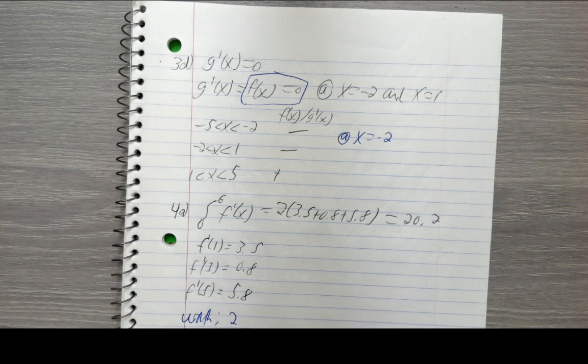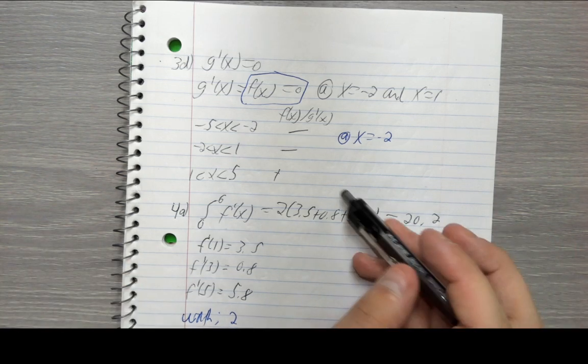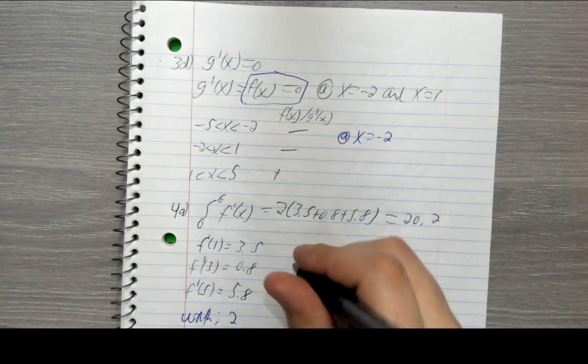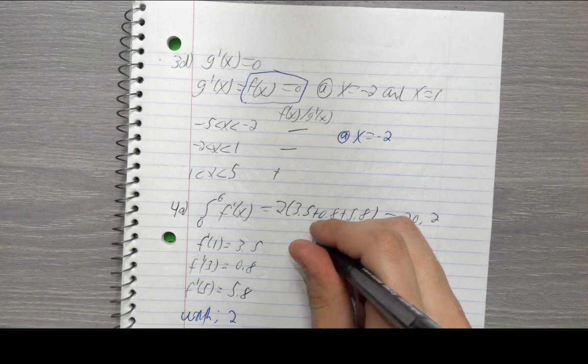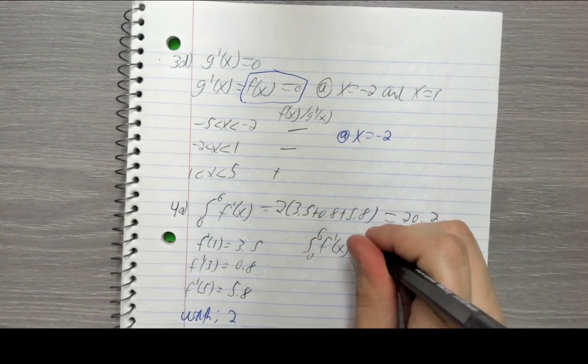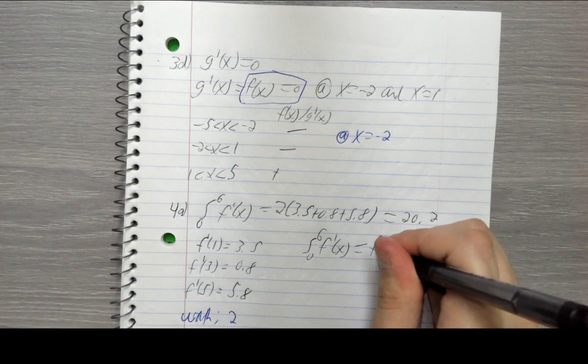Now, the difference is the question didn't ask us to just find an approximation for the area under the curve using the midpoint Riemann sum. The question asked us to approximate the value of f of 6. This was calculating an area. We want to actually find what f of 6 is. And to do that, we have to use the fundamental theorem of calculus. In other words, we know that the integral from 0 to 6 of f prime of x is equal to f of 6 minus f of 0.